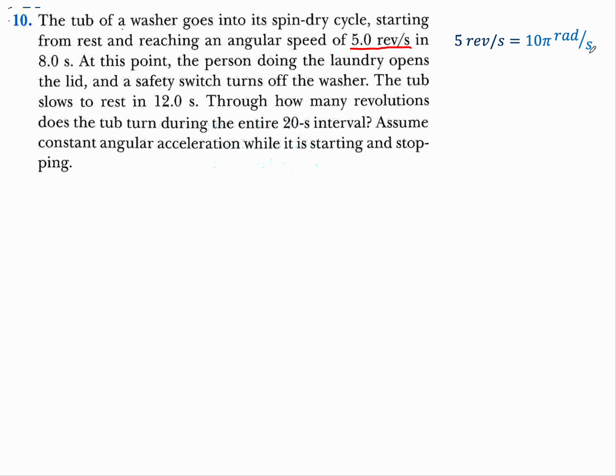And now I'm going to show you 2 different ways of solving this one. First of all, graphically, which might be the simplest way. If we create a graph of omega versus time, that is, angular velocity versus time, we actually know at 8 seconds what its angular velocity is and what it is at 0 seconds and at 20. In fact, it's going to look like this. Starts out at 0, gets up to 10 pi radians per second at 8 seconds, and then by 20 seconds, it's completely stopped.